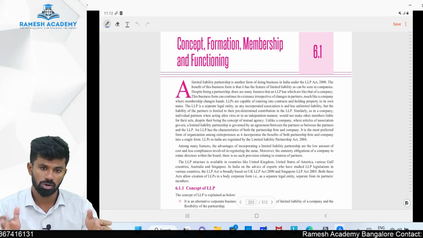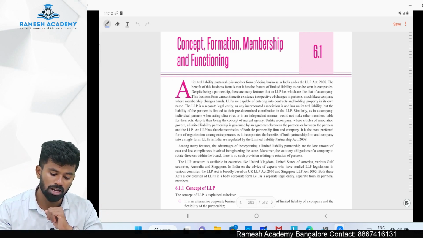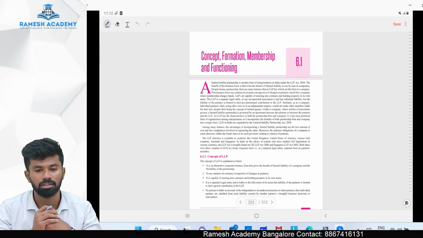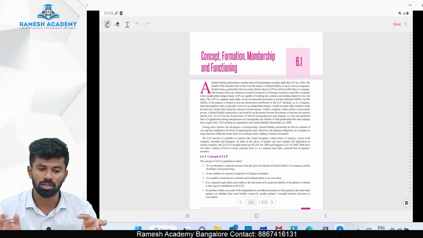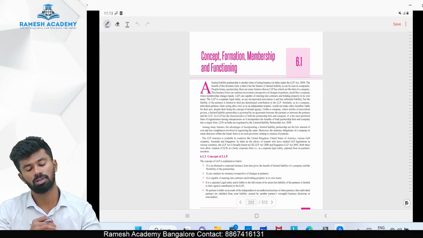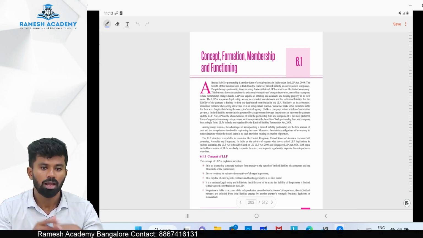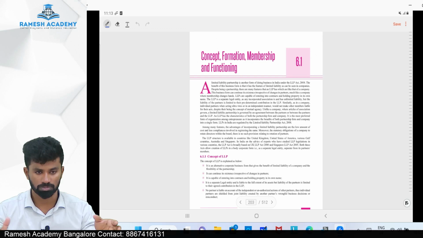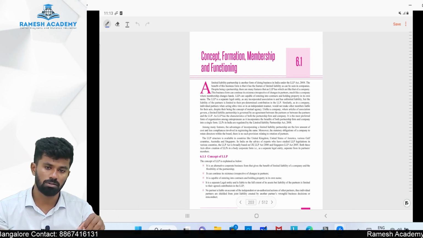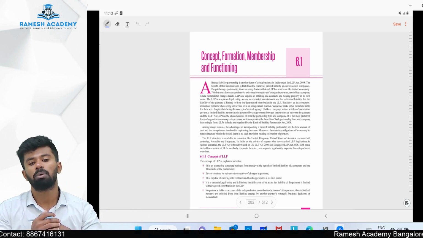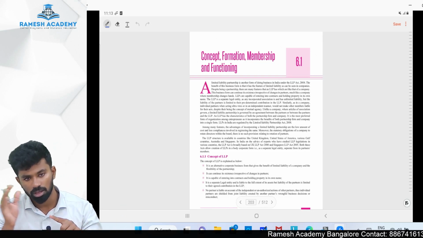In today's class we will discuss one more chapter called the Limited Liability Partnership Act, LLP Act. As the name itself indicates, this chapter deals with limited liability partnership. It's a partnership, but liability is limited. So LLP is a hybrid structure of a company as well as a partnership. It's a combination of the advantages of both company as well as the partnership. That is why it is called LLP, Limited Liability Partnership.